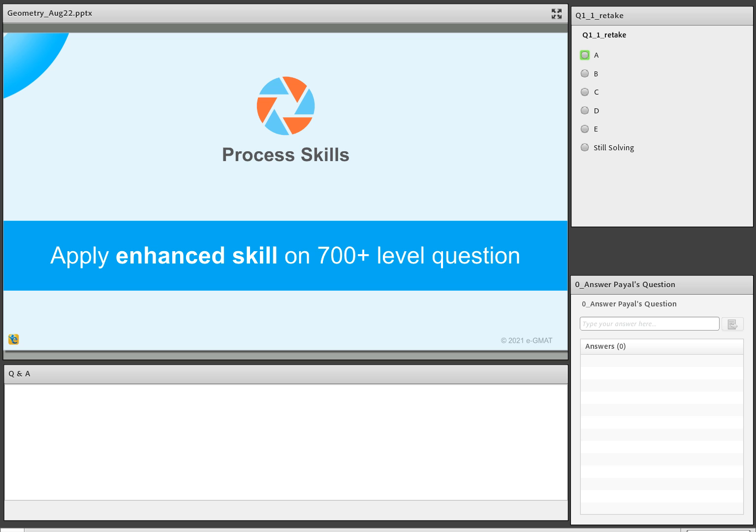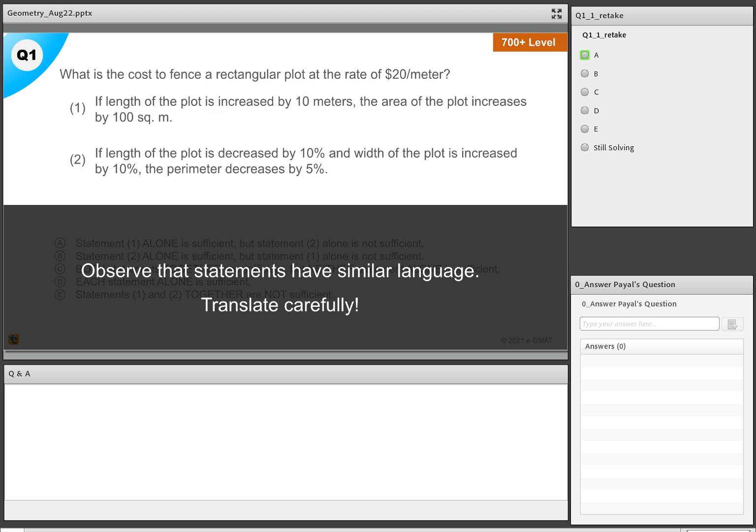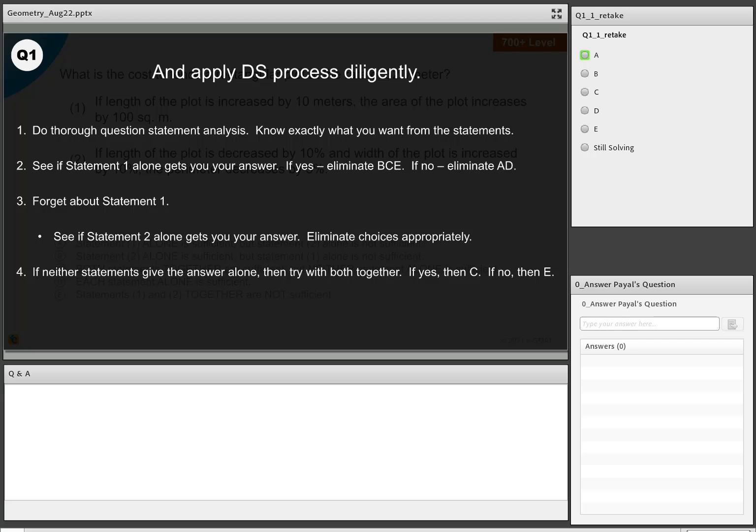Perfect. Let's now move on to question number 1. And again, observe the statements are very, very similar looking, right? So please make sure you translate very carefully. Also, before you move into the question, I want you to understand the DS process thoroughly, and I hope that all of you remember this. Please make sure you follow the 4 steps that I've mentioned over here.